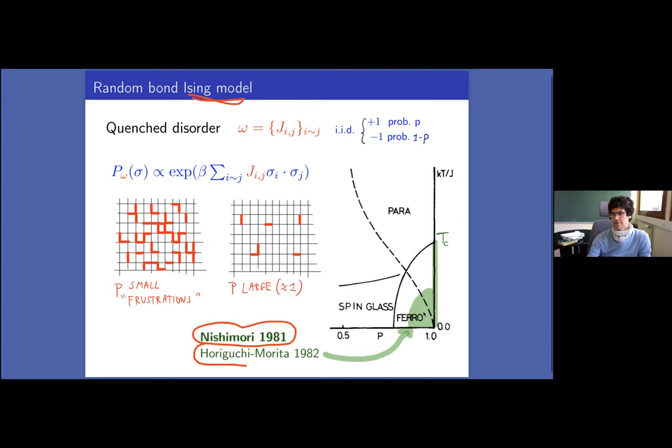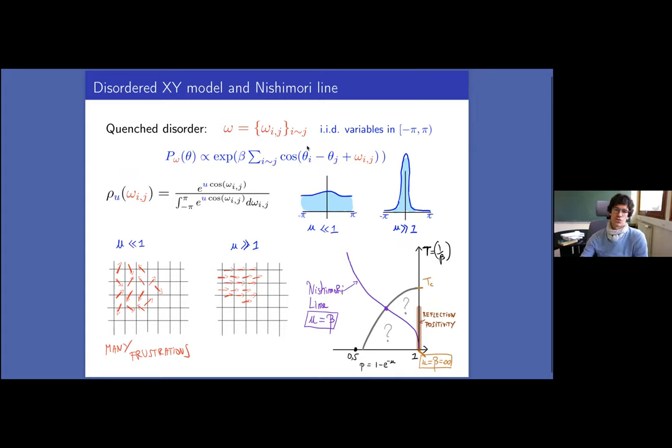Okay, so in the next slide, I will do the same type of quenched disorder, but in the case of the XY model. So now I will still have a quenched disorder which will be IID, and will live on the edges. So the disorder on one edge will be independent of the disorder on a different edge. And it will have the same philosophy: when p is close to one, it will be very much like the classical XY model, and when p is smaller and smaller, it will be more and more disordered with more and more frustrations.